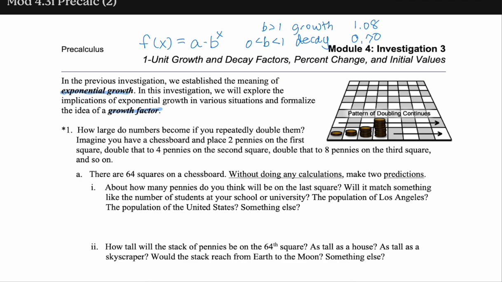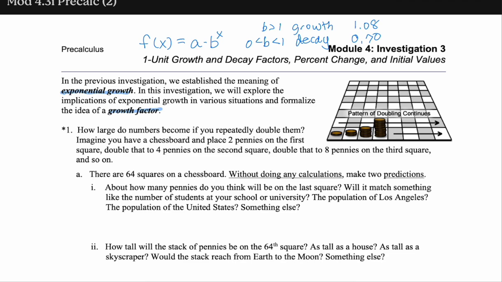It says, how large do numbers become if you repeatedly double them? Imagine you have a chessboard. Now, a chessboard is 8 by 8, so there's 64 squares. You place 2 pennies on the first square, so there's 2 right here. And then you place 4 pennies on the second square, and then 8 pennies, and then 16 pennies, and you keep on that pattern. If there are 64 squares on the chessboard, without doing any calculations, make 2 predictions about how many pennies you think will be on the last square.